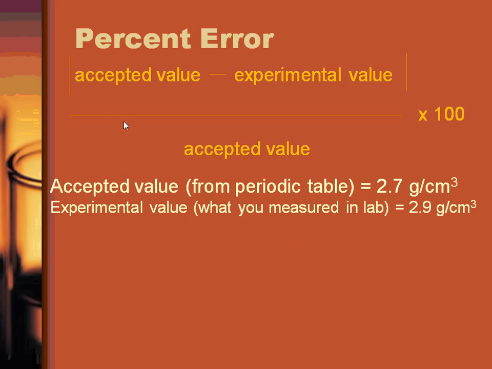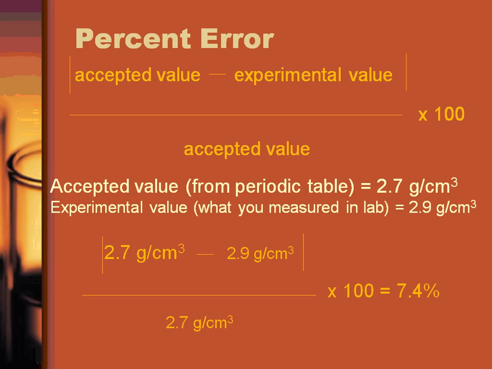So we go back and look at our equation. We know our accepted value was 2.7. I gave that to you; you could find it on your periodic table, things like that. Experimental, what we measured in the lab, was 2.9 grams per centimeter cubed. So we just plug it into our equation. We found out that it was 7.4%, which is not bad. We can handle that. So that's percent error. We've used it before.